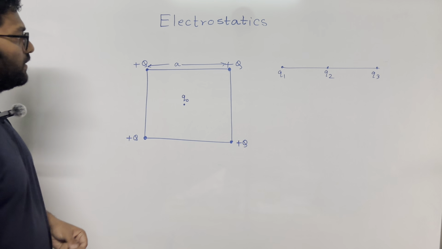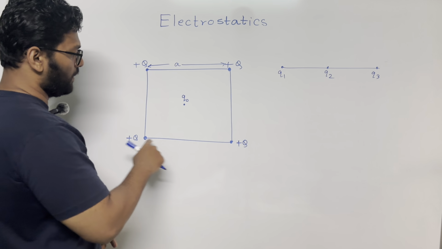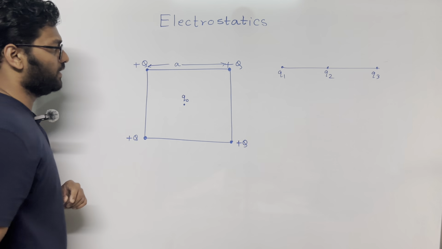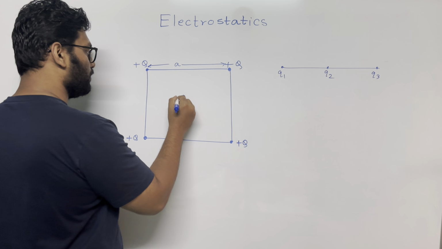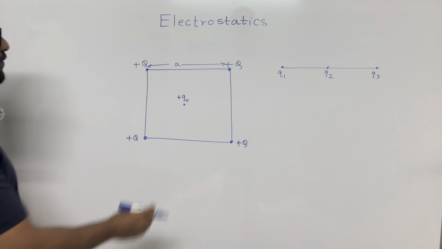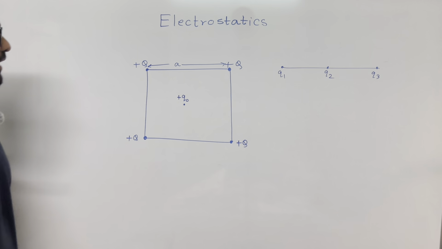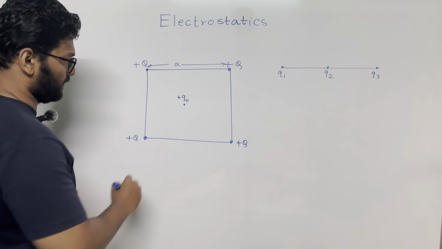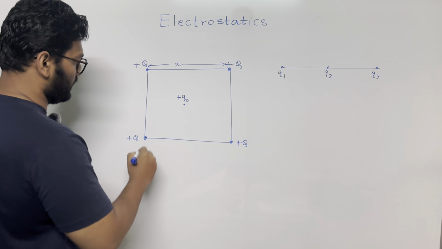Now there are four identical charges plus q, placed at the vertices of this square, and at the center there is a positive charge plus q0. I want to find out the net force acting on the q0, right? So let's do that. This is at the center, and the side length of the square is a.